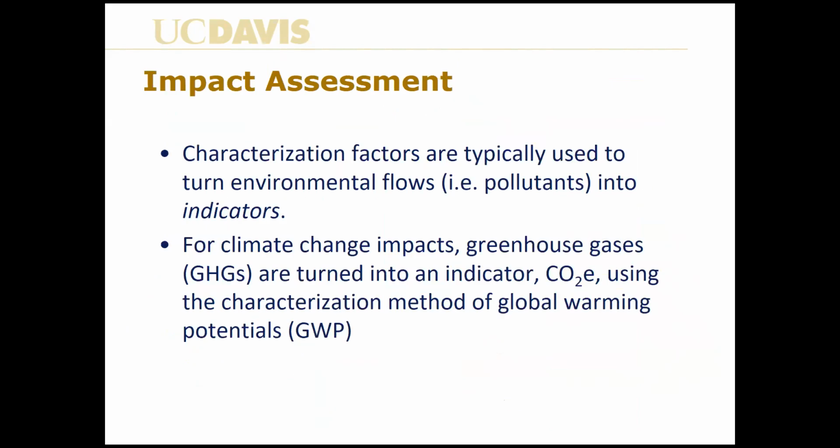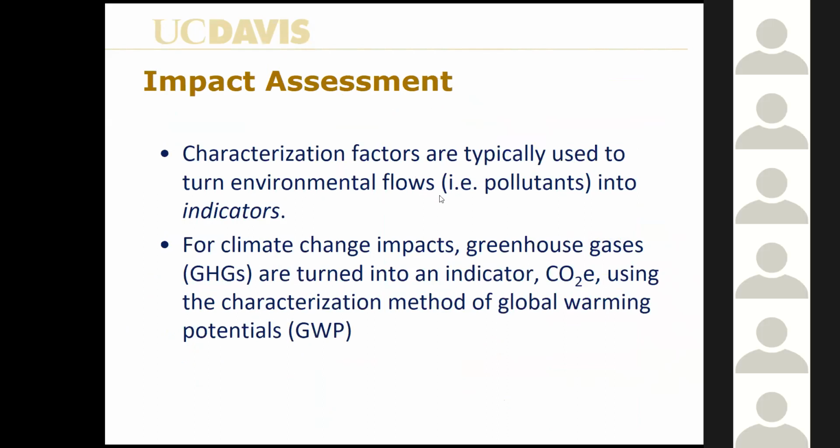So how do we actually take those pollutants and turn them into impact indicators? Most of the time we do something called characterization. Characterization turns those pollutants into indicators using some kind of scientific basis. And I'm just going to give you one example, going back to that climate change impact. So for greenhouse gases, we turn them into CO2 equivalent. That's our indicator. That's where carbon dioxide equivalent is what gives carbon footprint its name, carbon, because it's carbon dioxide equivalent. And we use a characterization method called global warming potential.